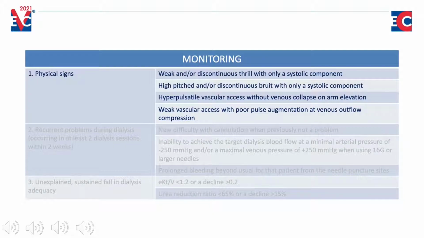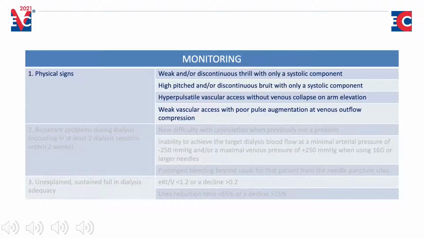Physical signs associated with vascular access flow dysfunction are a weak, discontinuous thrill with only a systolic component, a high-pitched, discontinuous bruit with only a systolic component, a hyperpulsatile vascular access without venous collapse on arm elevation, and a weak vascular access with poor pulse augmentation at venous outflow compression.